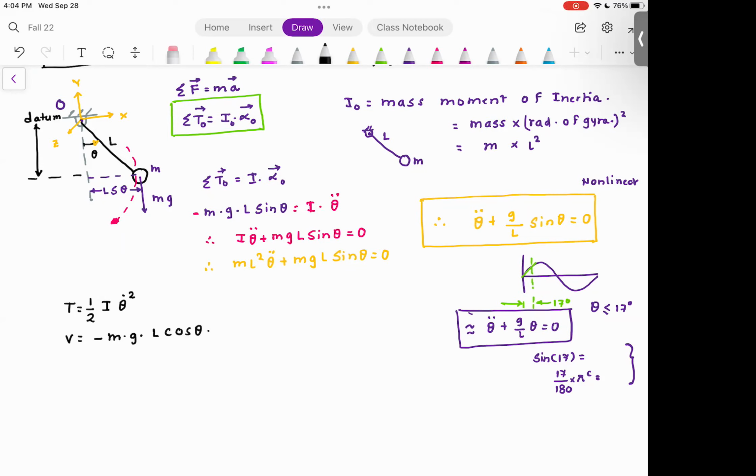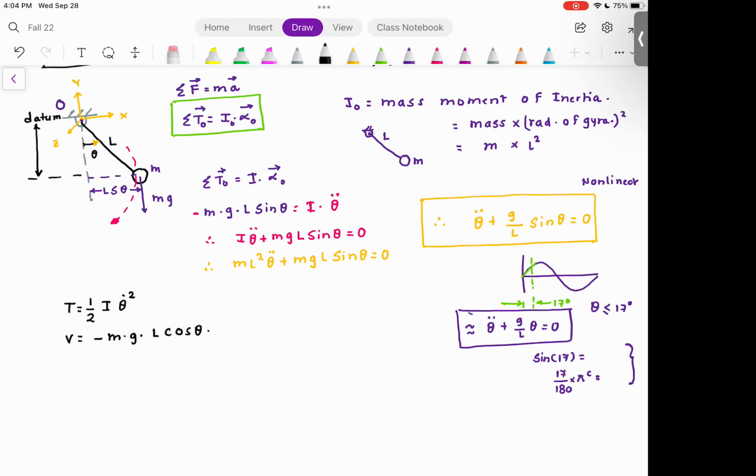Do you agree with me? Because I'm going below the datum. If I go above the datum, then it will be positive. But my datum is where my O is, or 0 is, and I'm going down. See, the mass is below the datum. That's why I have m times g multiplied by the vertical distance, which is L cosine theta. Do you agree with me?